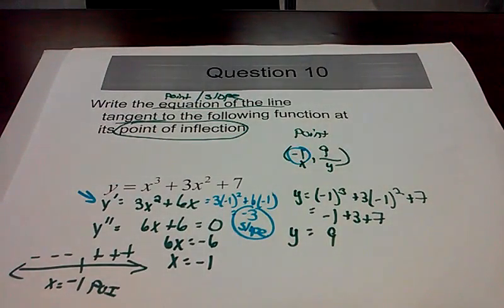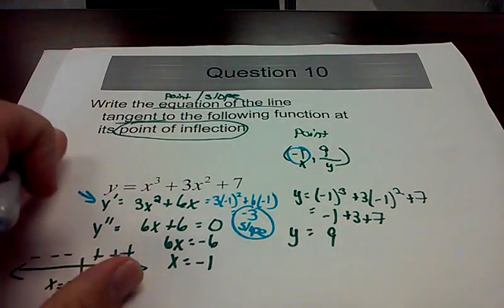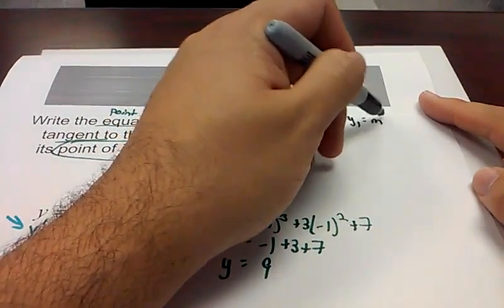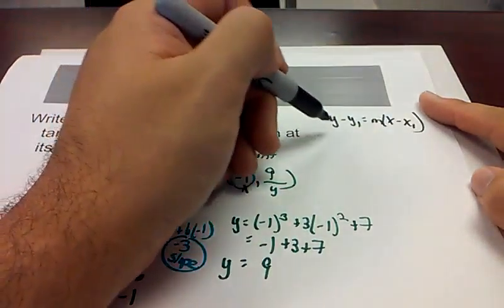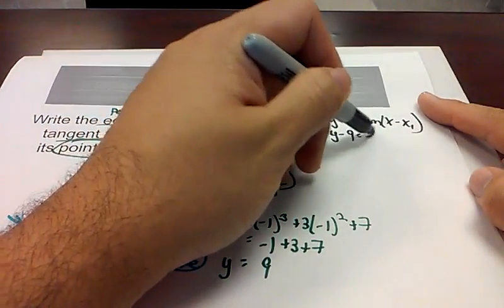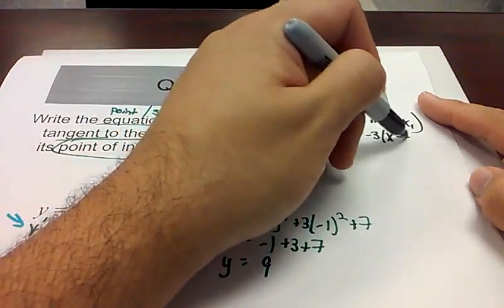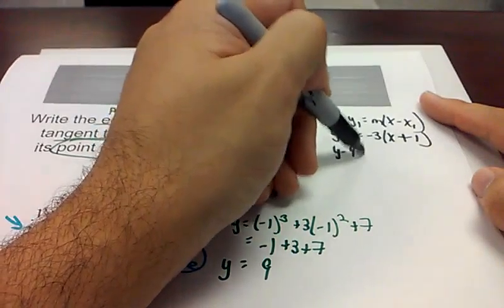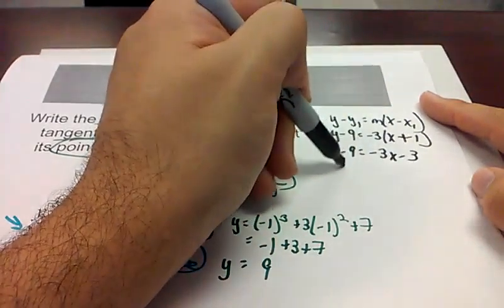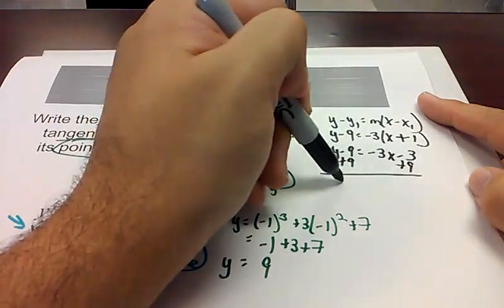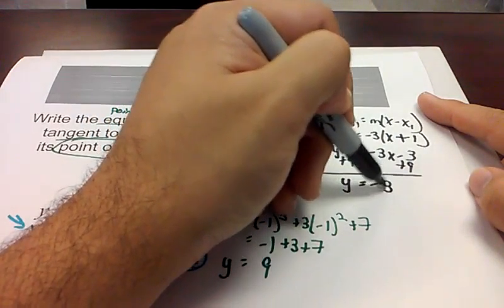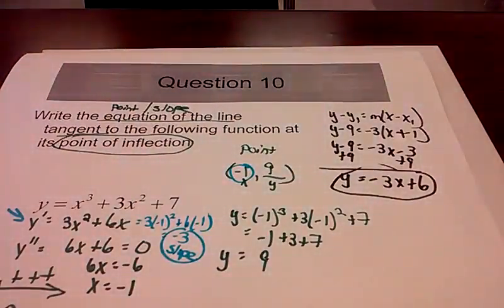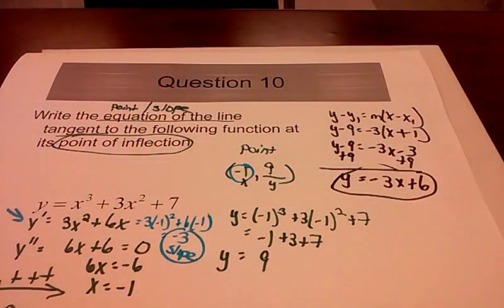So now I have my point, I have my slope, so now we can plug that into our point-slope formula. So y minus y1 equals m times x minus x1. So I'm going to have y minus 9 equals negative 3 times x minus a negative 1, but you know that minus a negative is a positive. Distribute, so that gives me negative 3x minus 3, and then add 9 to both sides. That gives me my final answer of y is equal to negative 3x plus 6, and that would be the equation of the line tangent to the function at its POI.